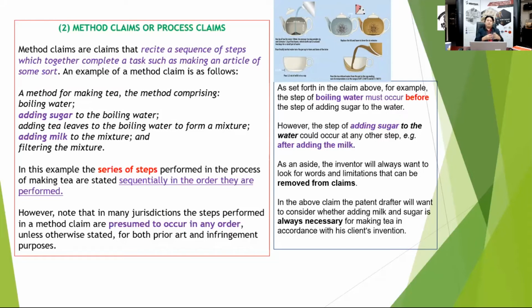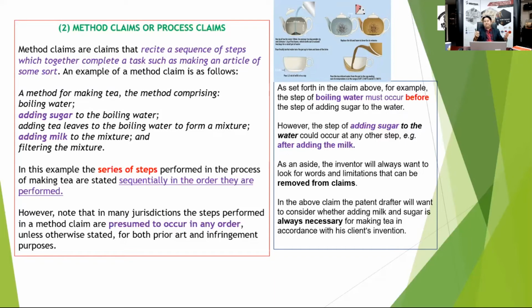So this is an example, a method of making tea. The method comprising boiling water, adding sugar to the boiling water, adding tea leaves to the boiling water to form a mixture. So you see, I'm describing the steps and also the order of the steps. Adding milk to the mixture and filtering the mixture. So these are the series of steps performed in the process of making the tea, sequentially in the order they are performed.